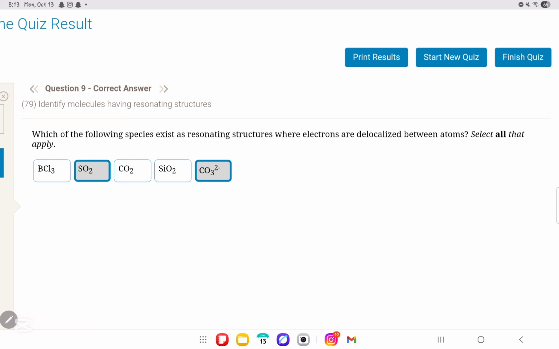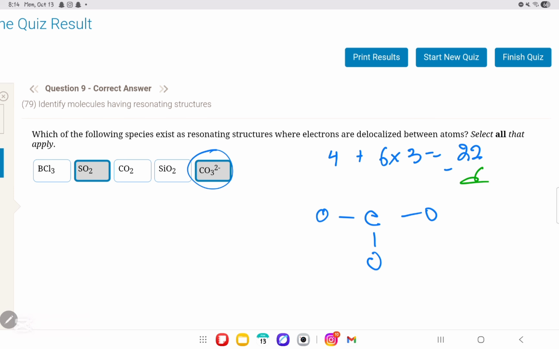Now, the next one, which is CO3, 2 minus. We start with carbon as the central atom, and then oxygen here, oxygen here, oxygen here. And then carbon is group 4, plus oxygen is group 6, so 6 times 3, that's gonna be 22. Now subtract the number of electrons that are bonded, so we have 3 bonds times 2 electrons, that's 6. 22 minus 6, that's gonna be 16, right? 16 divided by 2, that is 8 lone pairs. That means we're gonna have 1, 2, 3, 4, 5, 6, 7, and 8 lone pairs.